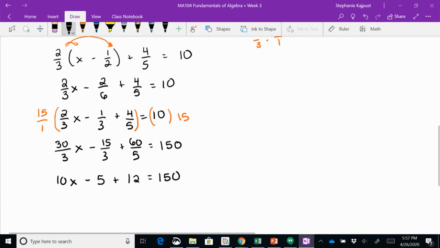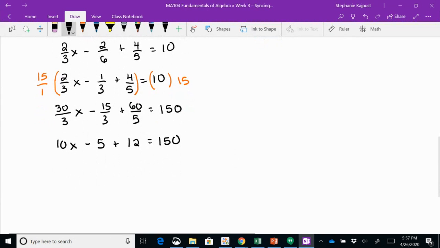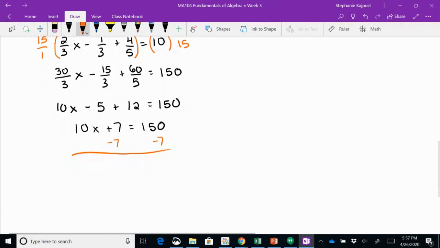So now I'm going to add like terms on the left side. So minus 5 plus 12, that's going to give me 7. So I have 10x plus 7 equals 150. So I'm going to subtract 7 from both sides. It gives me 10x equals 143. Now I'm going to divide both sides by 10.